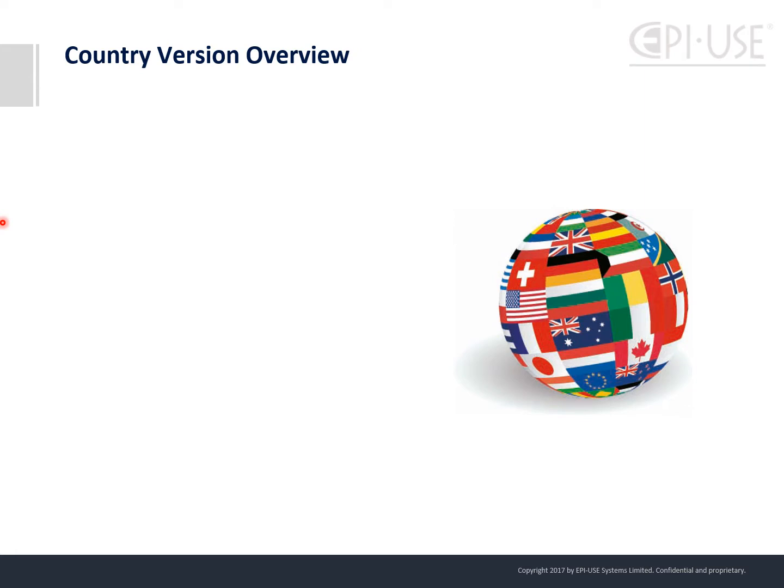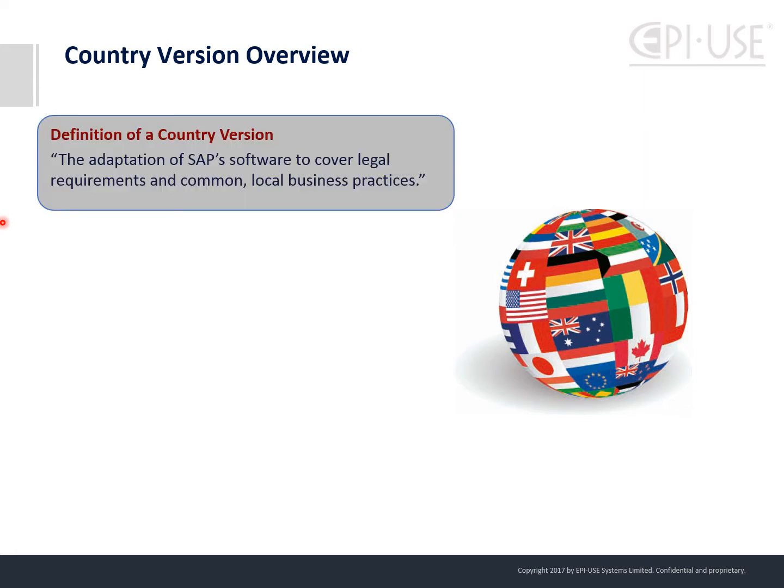Let's start by looking at a country version overview. Let's look at the definition of a country version. This is the adaptation of SAP software to cover legal requirements and common local business practices.